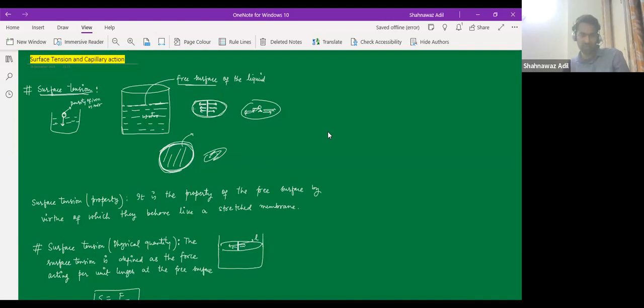So we understood about surface tension, that it is a property by virtue of which the free surface behaves like a stretched membrane. And then we also saw that if we put some needle, it will not go down, which means that there is a force acting along its length, and that force per unit length is the surface tension, right?